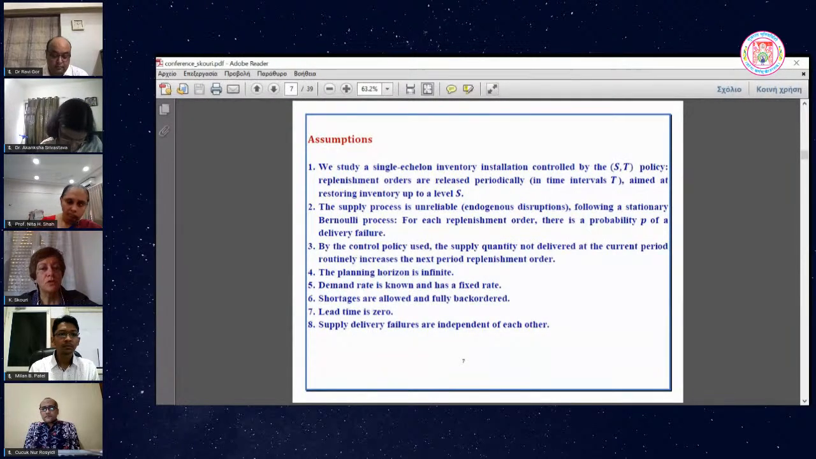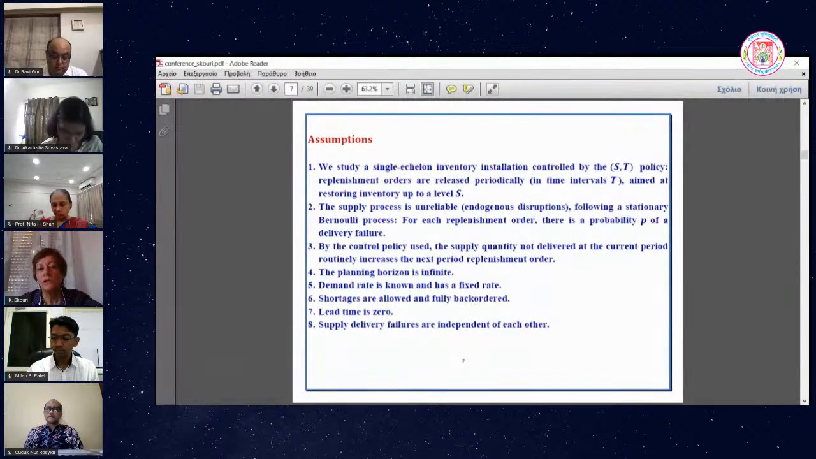We present the assumptions underlying the operation of the inventory system. We study a single echelon inventory installation controlled by the (S,T) policy. This means the replenishment orders are released periodically in time intervals of length T, aimed at raising the inventory level up to S. The supply process is unreliable, following a stationary Bernoulli process. So for each replenishment order, there is a probability P of delivery failure.